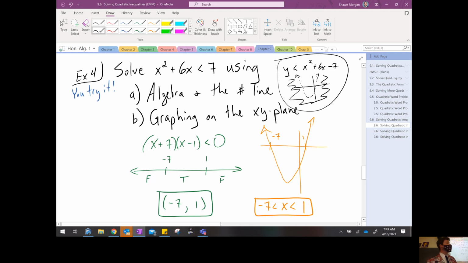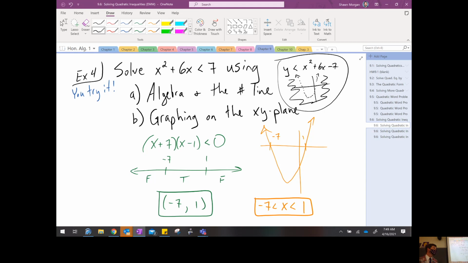This question was saying, hey, there weren't two variables to start with. It wasn't saying come up with a set of ordered pairs that will make this true. It was a single variable quadratic inequality. So it was saying, give me the set of x values that would make this true.